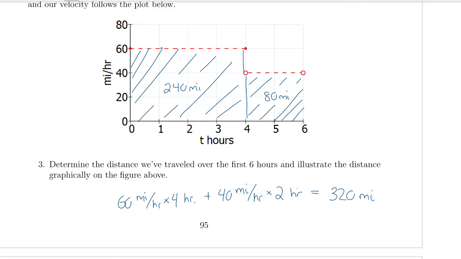So putting that all together, we've traveled at 60 miles an hour for 4 hours and 40 miles an hour for 2 hours. So this gives us 240 miles plus an additional 80 miles for a net change in distance of 320 miles. So we're taking advantage of the fact that the area under the curve still represents our net change in distance and that geometric areas add. So we can just find the areas of each of these individual pieces and add them up.